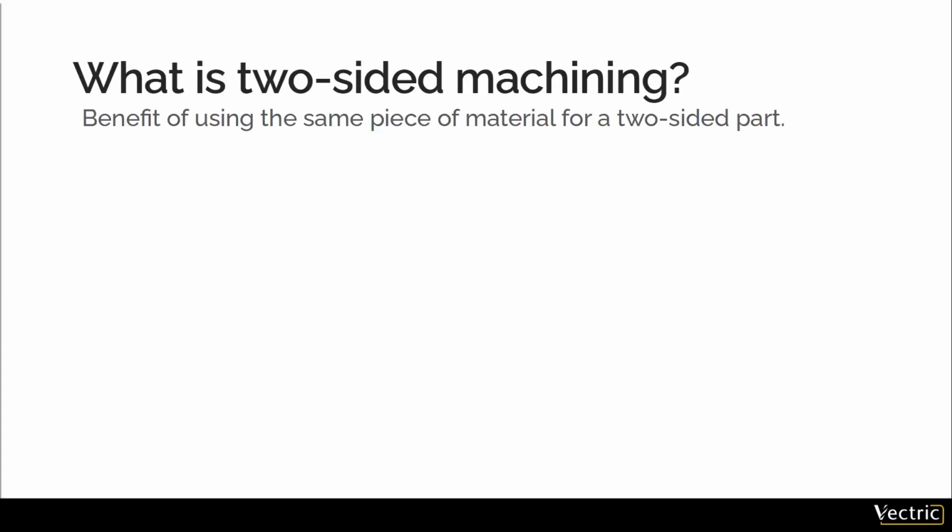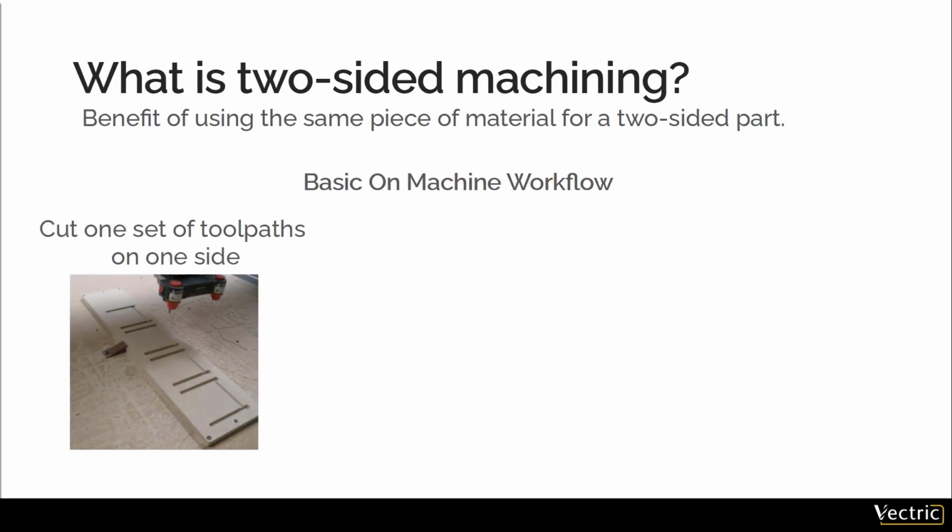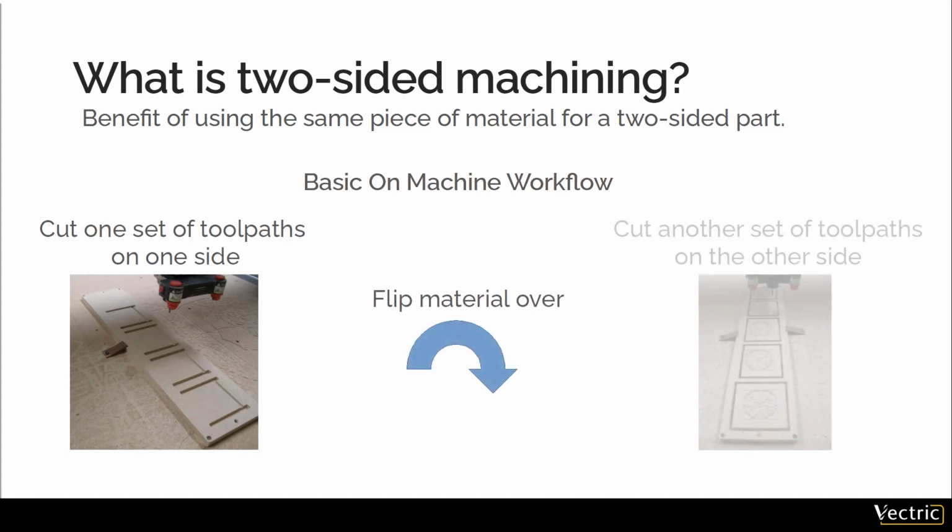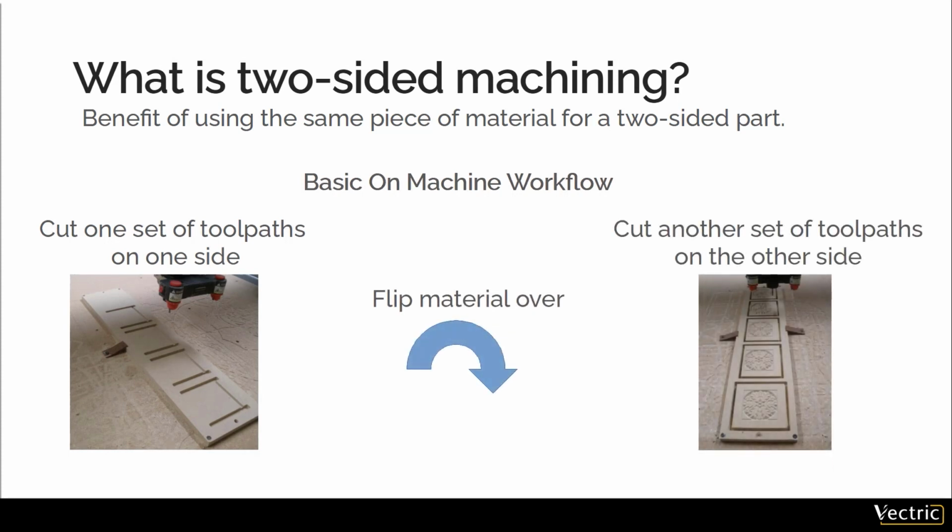So what is two-sided machining? Use the same piece of material for both cutting from the top and the bottom of the material. Cut one set of tool paths on one side, flip the material over, cut another set of tool paths on the other side to ultimately create a two-sided part.